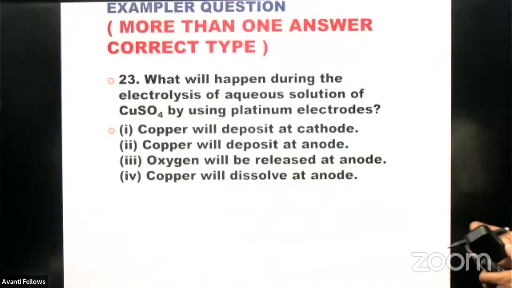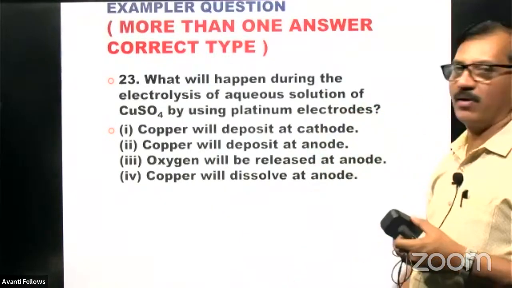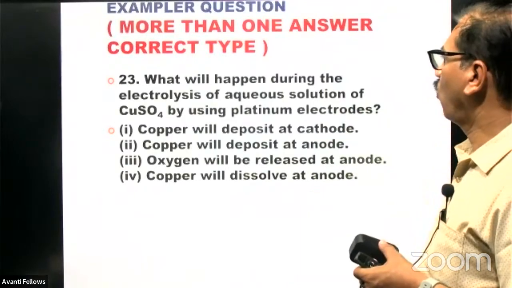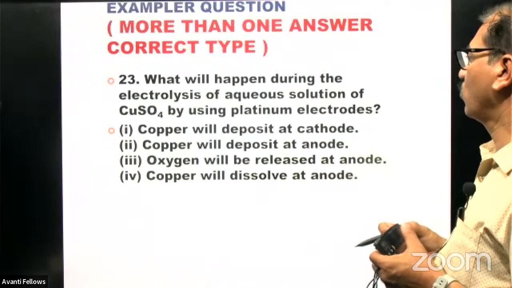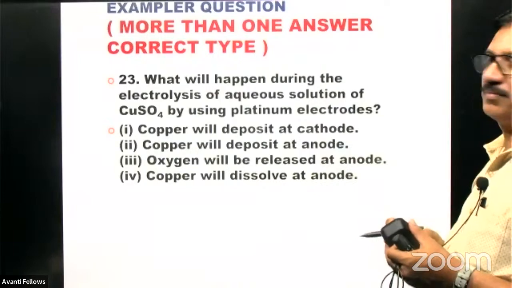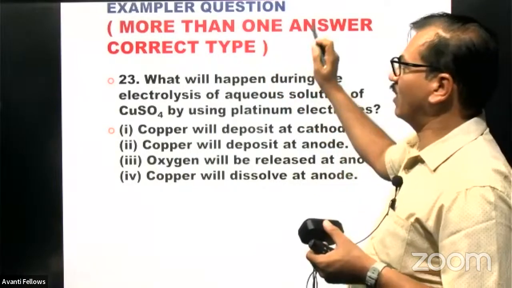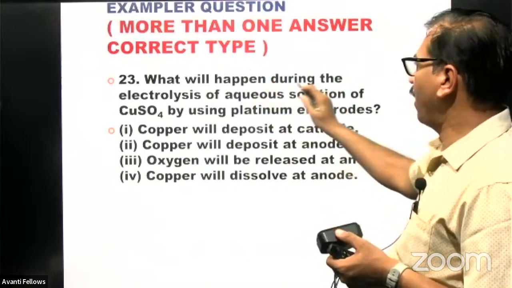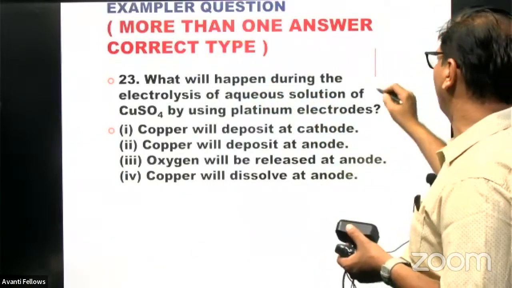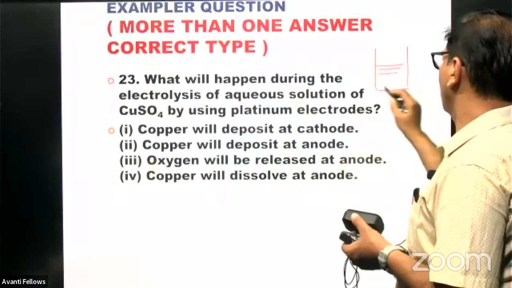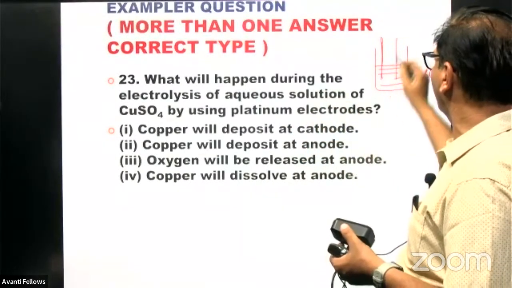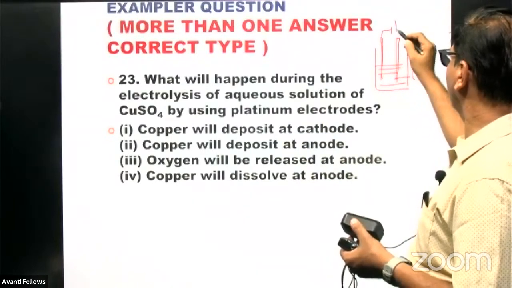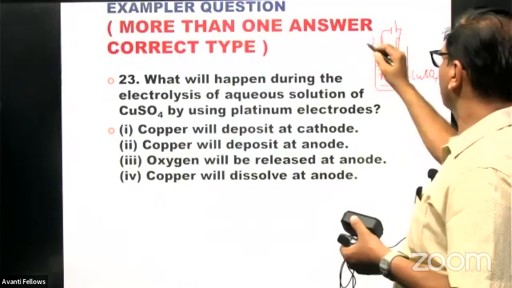Now, an exemplar question, more than one answer may be correct type. What will happen during the electrolysis of aqueous solution of copper sulfate by using platinum electrodes? Here you have taken an aqueous solution of copper sulfate, and the electrodes are platinum electrodes. These are inert electrodes. This is negative, this is positive.